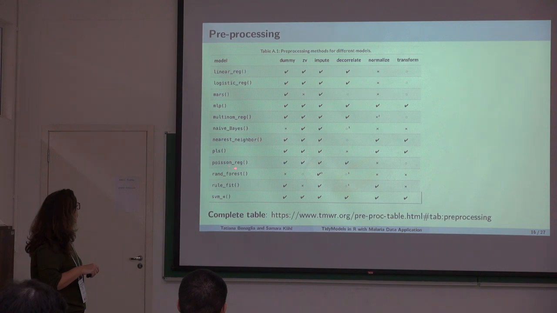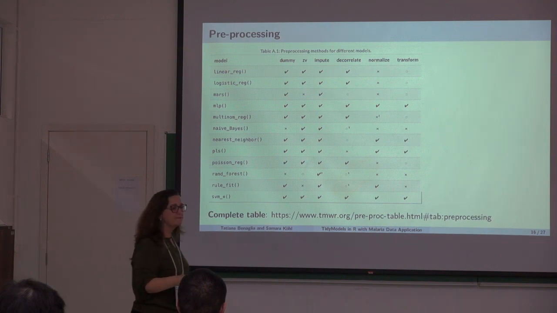If you use the nearest neighbor, you need to normalize your data because that's an algorithm that uses distance. Then you need to normalize all of your data. Poisson regression is similar. Random forest, you basically don't need to do anything except in some cases.